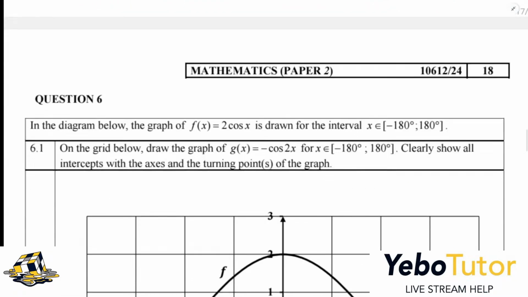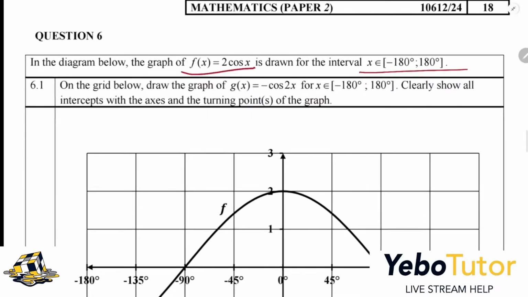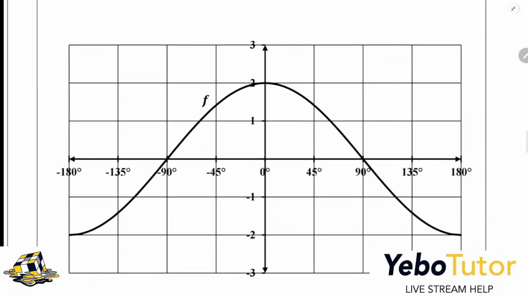In the diagram below, the graph of f of x is drawn for the interval. Now on the grid, draw the graph of g of x is equal to negative 2 cos of that. This is an easy question. We're going to use our calculators to do that. When you draw with your calculator, you're going to see it starting somewhere here, then at 0 it's going to be somewhere here, so it's going to be something like this. This is not hard. We just use our calculators over there, guys. So please make sure that you use your calculator so that you can get the values which we want.